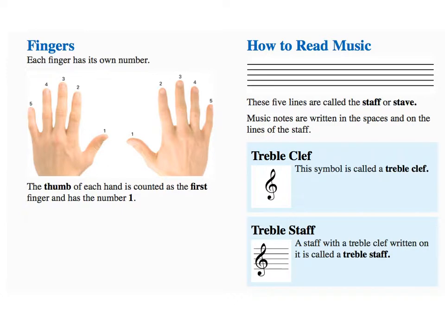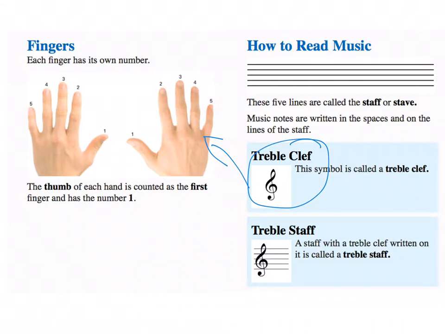Now we are going to start only with treble clef, and this is what a treble clef looks like. So we are only going to use our right hand. Doesn't matter if you're right-handed or left-handed. Treble means right, and that's to do with where the notes are on the keyboard.